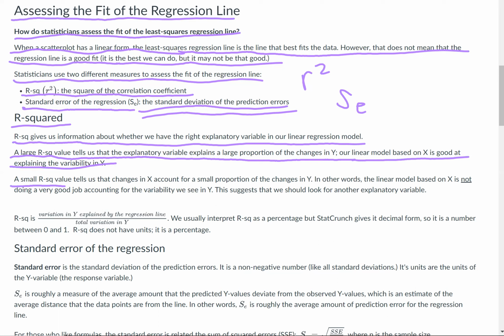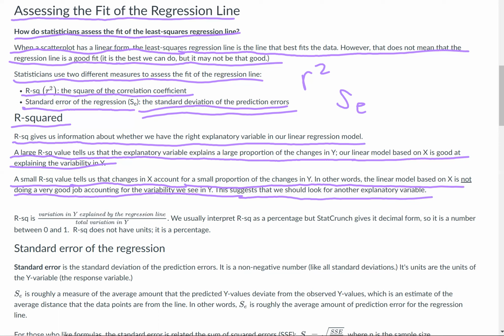A small R squared value tells us that changes in X account for a small proportion of the changes in Y. In other words, the linear model based on X is not doing a very good job accounting for the variability we see in Y. This suggests that we should look for another explanatory variable.